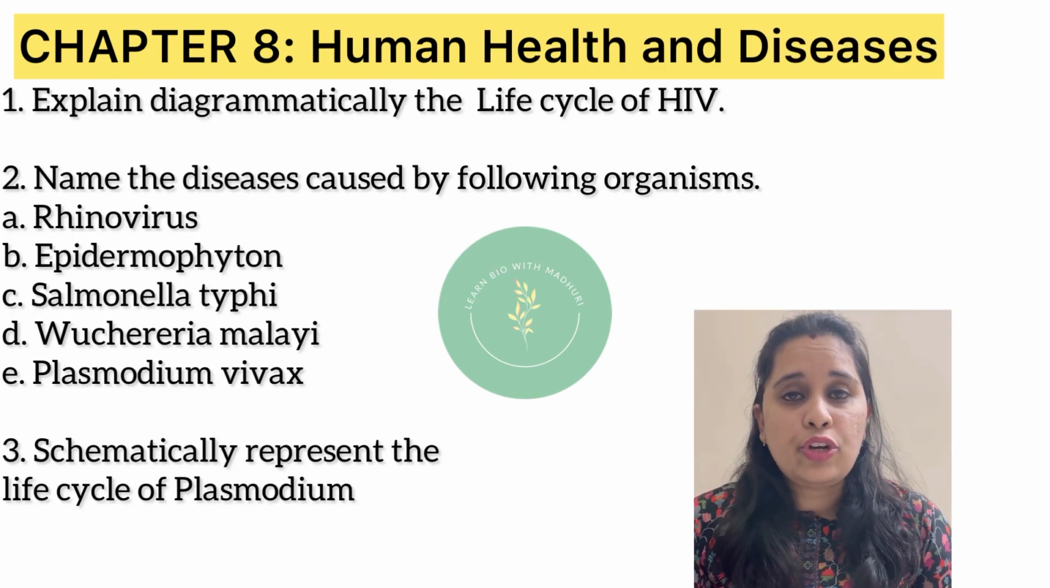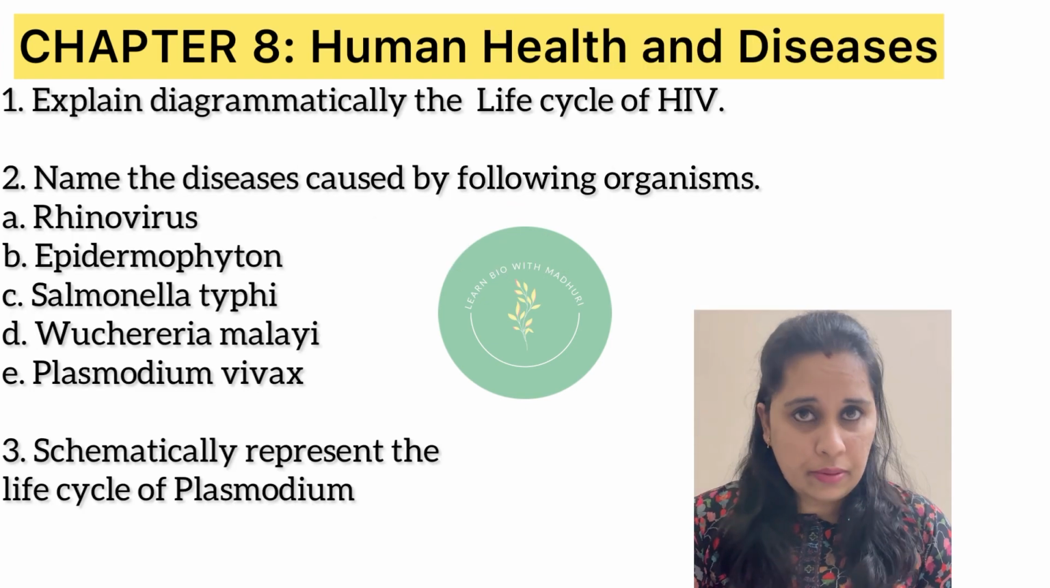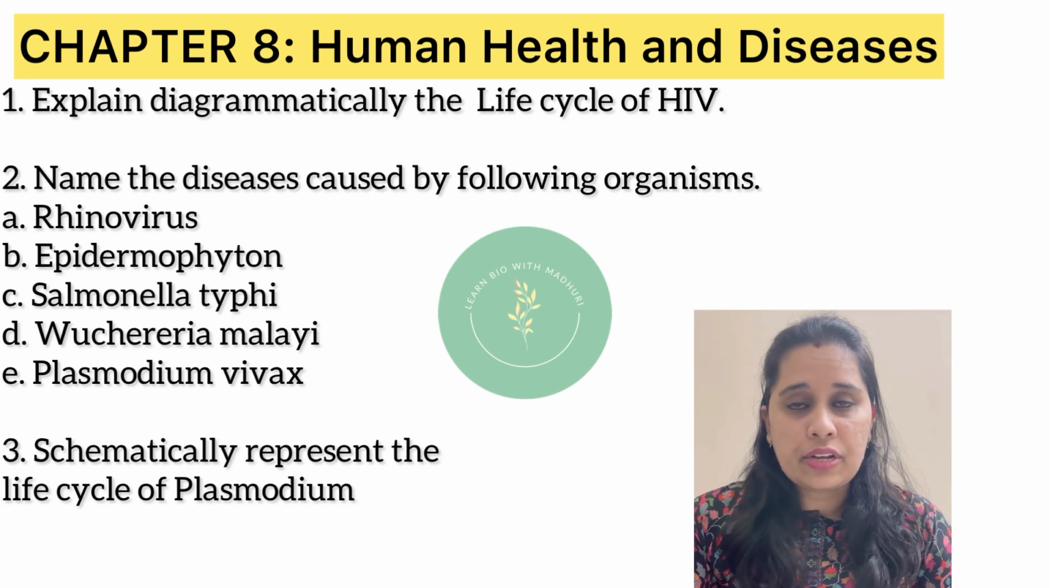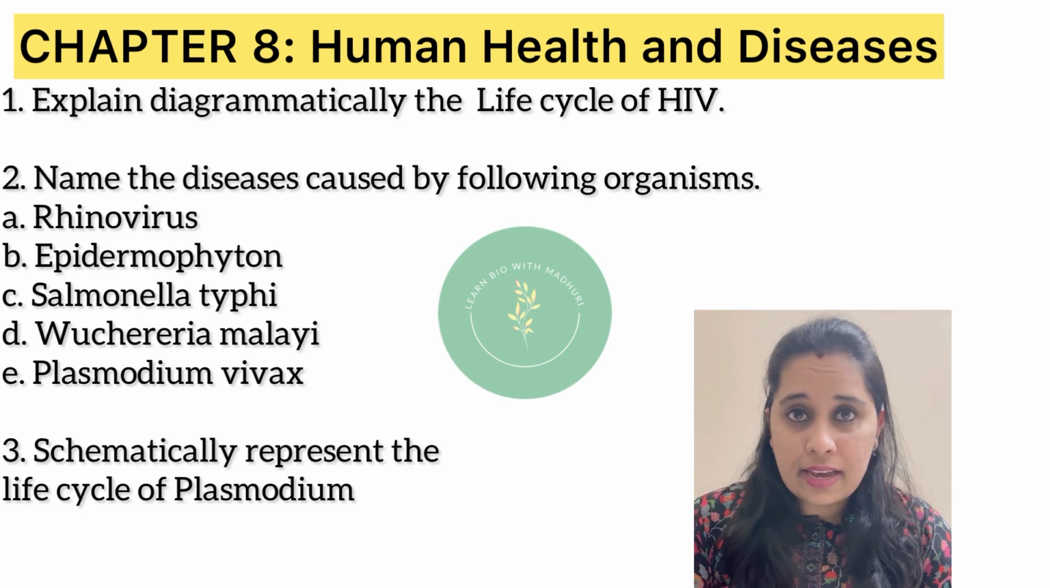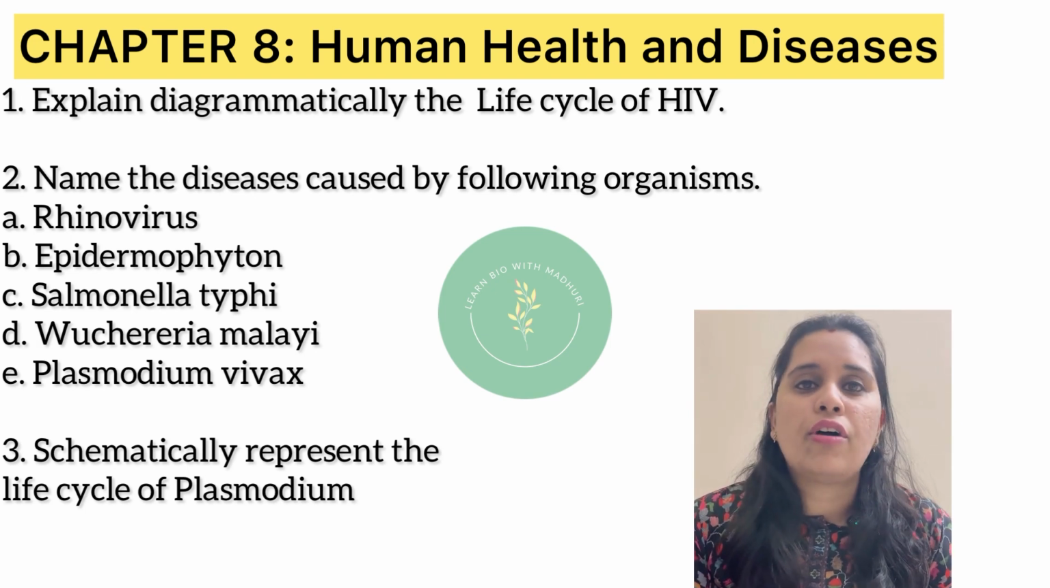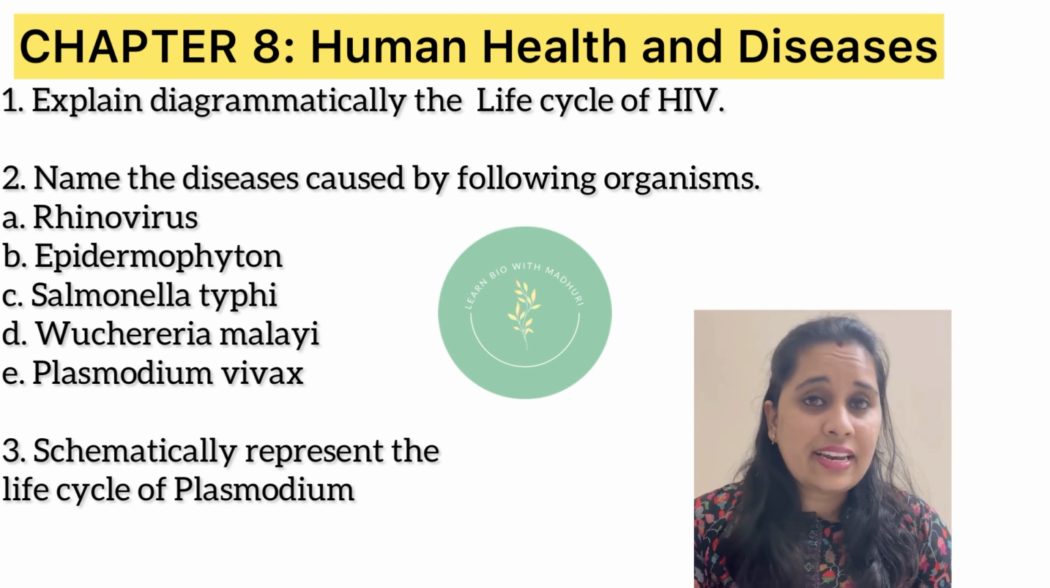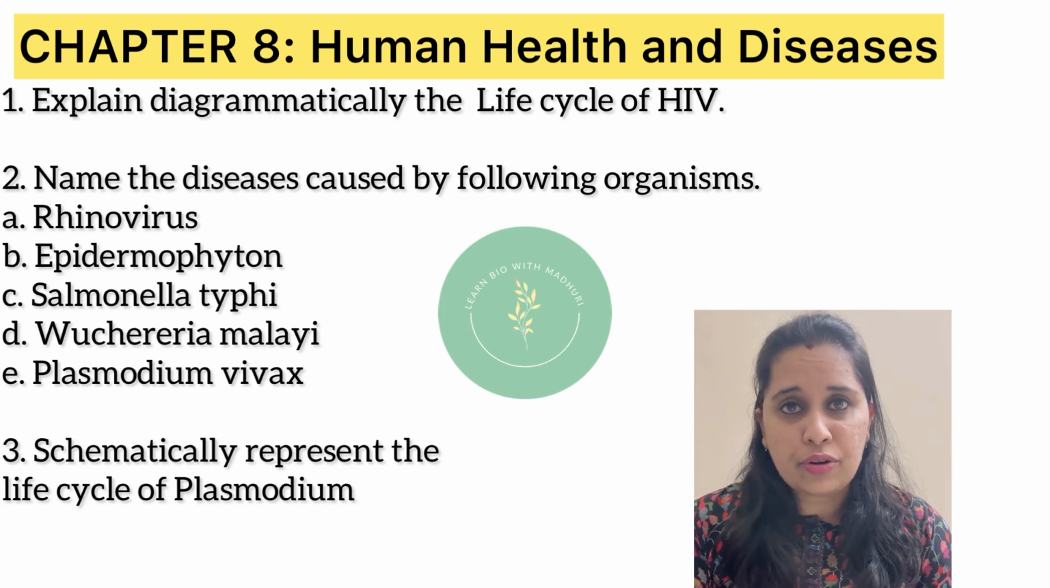Chapter number 8, human health and diseases, is equally important. So question number 1 you can see on the screen. Explain diagrammatically the life cycle of HIV. Okay, this is an easy question. You can score 5 out of 5.